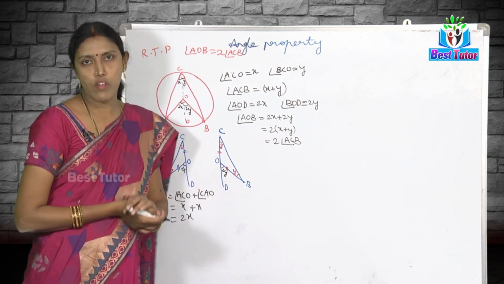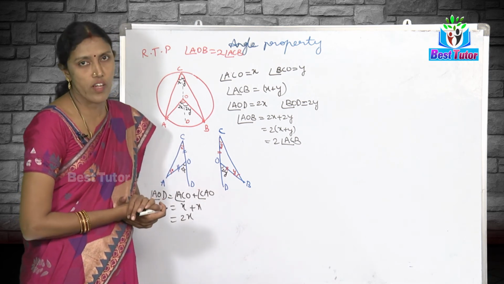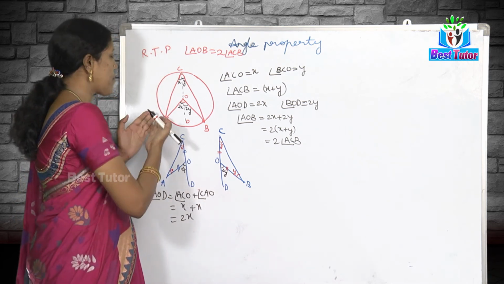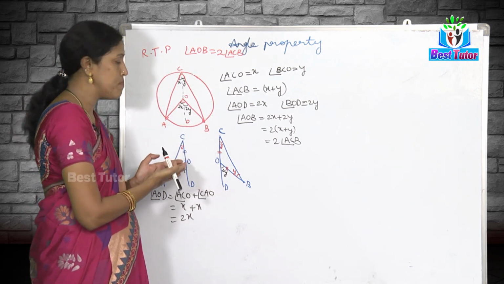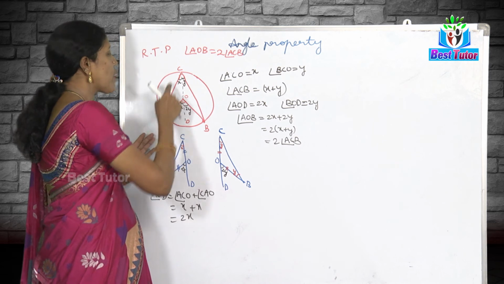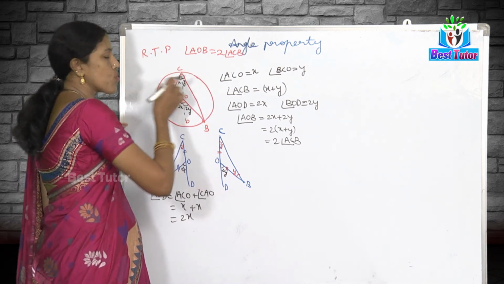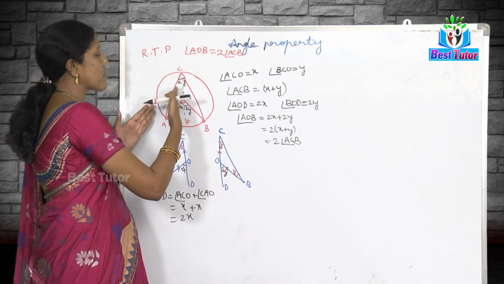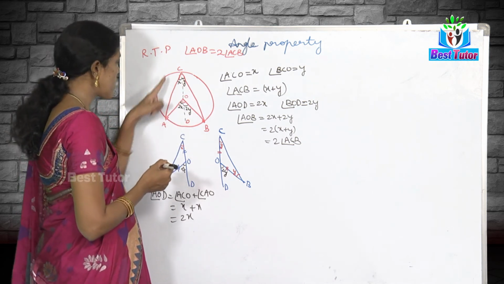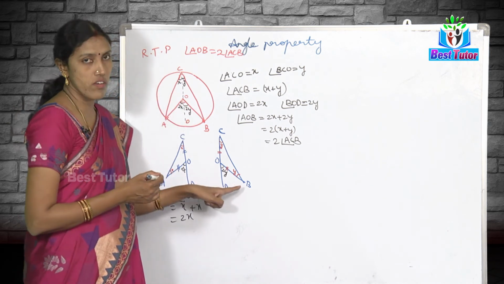Now the statement of the theorem is, the angle made by the arc at the center of a circle is twice the angle made by the same arc at any point on the remaining part of the circle. That means angle AOB is twice angle ACB. How am I supposed to prove it? I have joined C to O and extended it a little bit to D, and I have considered these two triangles separately, triangle ACO and triangle BCO.